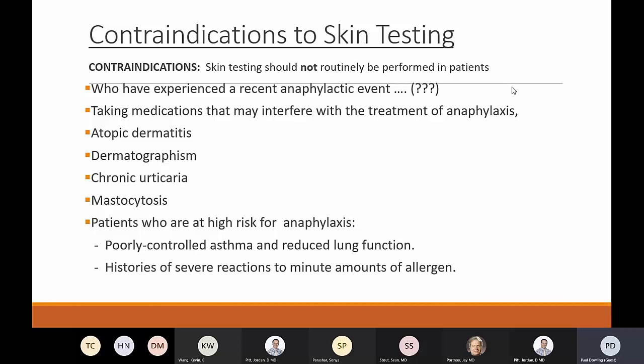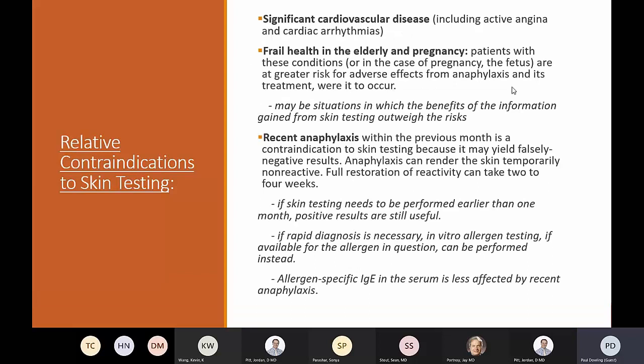And in patients who are at high risk for anaphylaxis, so people with poorly controlled asthma and reduced lung function, if they were to have a bad reaction to skin testing, they're already compromised in their lung function, and that could cause more issues and make them get into trouble fairly quickly. And people with a history of severe reactions to minute amounts of allergen. So those are all things you need to take into consideration.